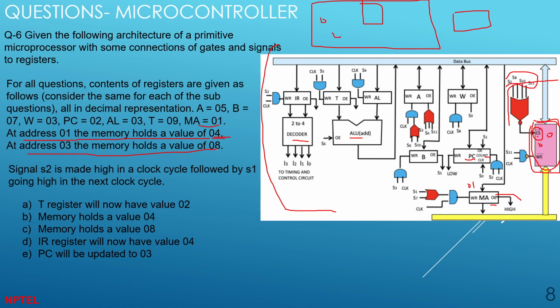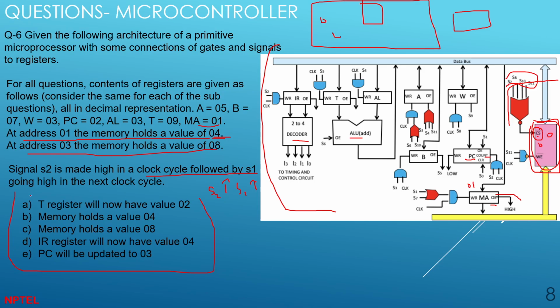So the question is, if the signal S2 is made high in a clock cycle, followed by S1 going high, there are different signals, right? First S2 goes high, and then S1 goes high. Then which of the following is correct? That is what they want to know.